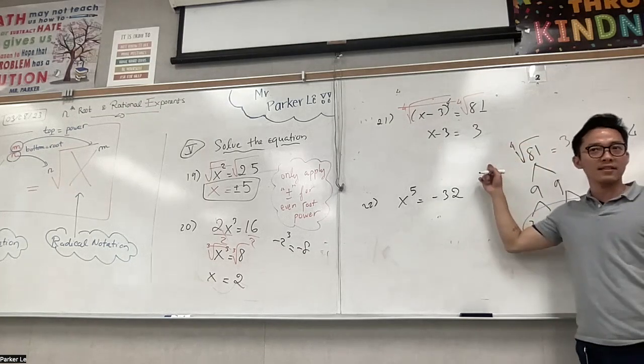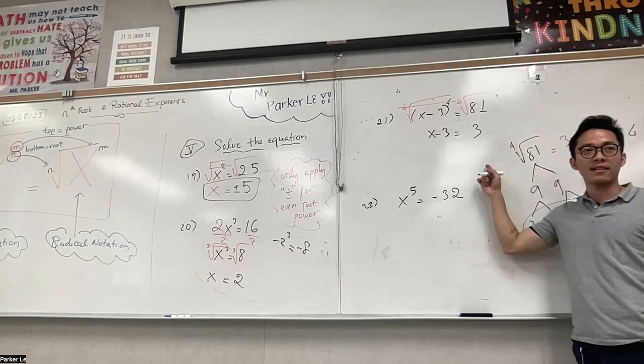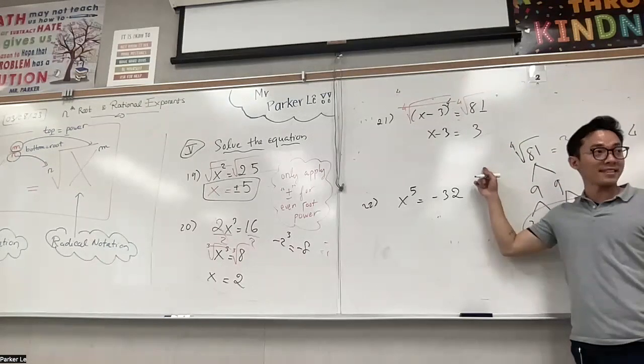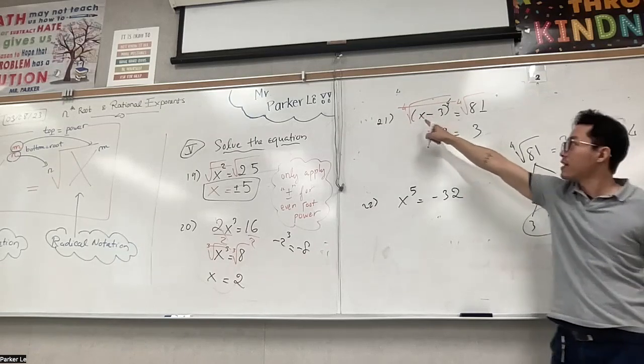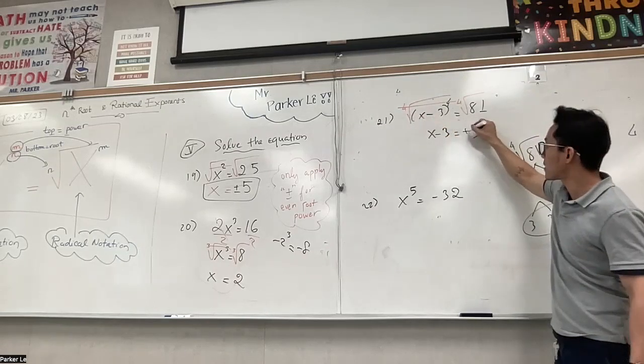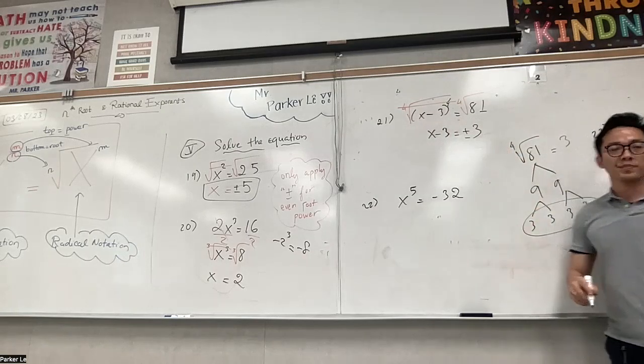Is it correct? Do I miss anything? Plus and minus. Plus minus 3. 4 is an even number, so I must have plus and minus.